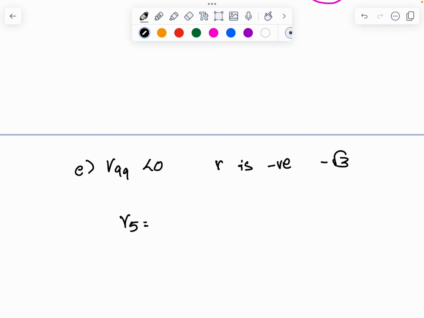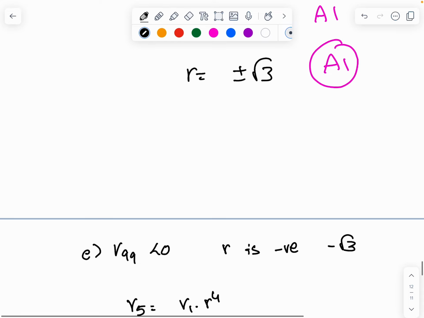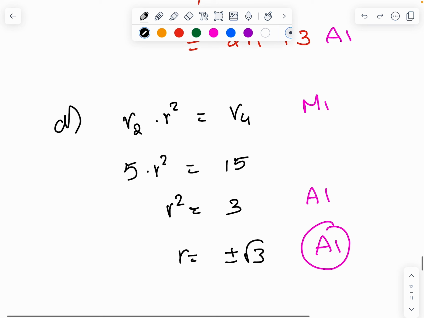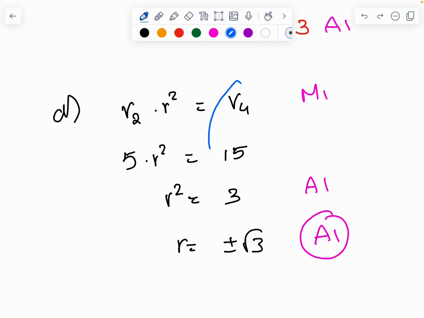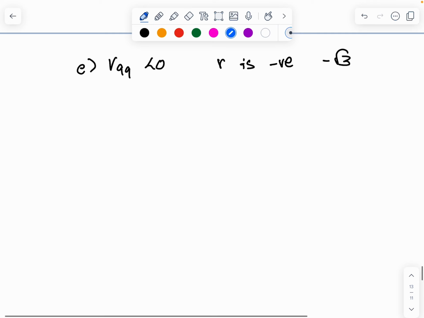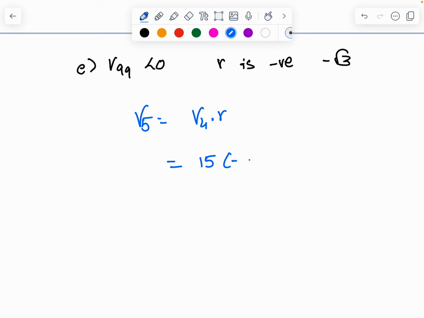So V5 will be nothing but V1 times r to the power of 4. We want V1, but rather than that, what I know is V4. V4 is nothing but 15. So V5 will be equal to V4 times r. V4 is 15 and r is negative root 3, not positive root 3. So minus 15 root 3 is going to be the answer. So this is my method 1 mark and this is the accuracy mark.